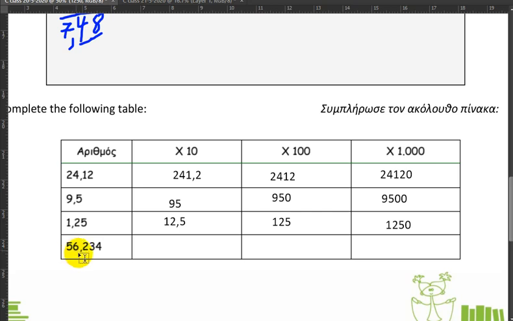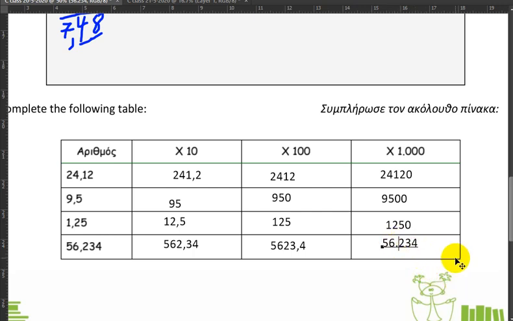56,234 επί 10 θα πάει το κόμμα 1 θέση δεξιά, ανάμεσα στο 2 και στο 3. Άρα θα έχουμε 562,34. Επί 100 θα πάει 2 θέσεις δεξιά, οπότε μία περνάει το 2, μία περνάει το 3. Γίνονται 5.623,4. Επί 1000 θα πάει 3 θέσεις δεξιά, οπότε περνάει και το 2, και το 3 και το 4. Και γίνεται 56.234.